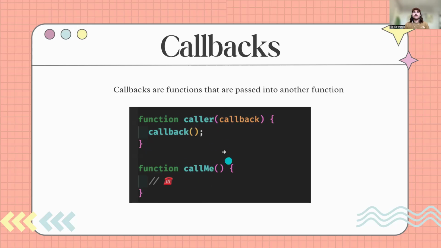So here we're passing in a function to another function. What really is the callback? The callback is the function that's passed in to the other function. So call me on its own is not necessarily a callback. It becomes a callback once we call caller and pass in call me.